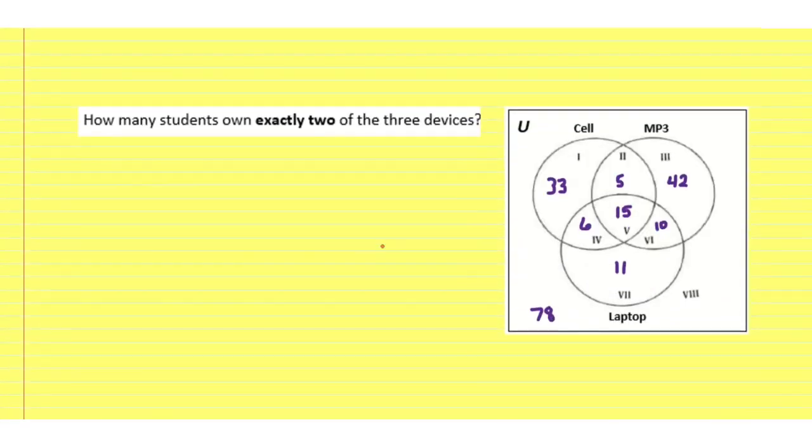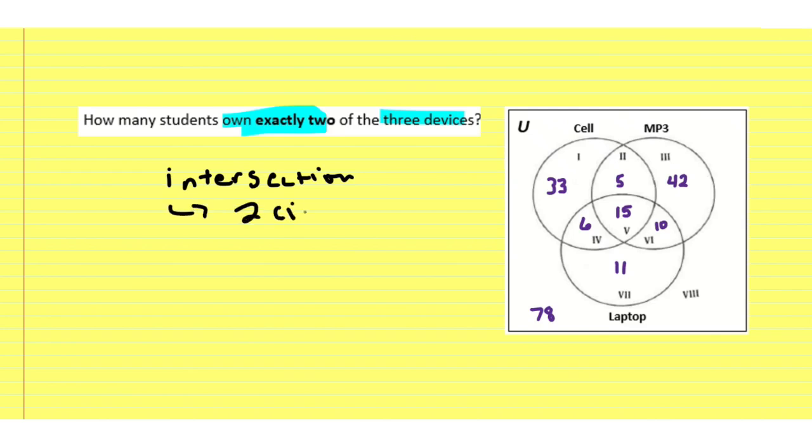We have one last question here. We have, how many students own exactly 2 of the 3 devices? So exactly 2 means it's going to be the intersection between 2 circles. The intersection between 2 circles. So where is that? Is it going to be the middle? No, the middle is all 3. They want exactly 2, but that means not 3, not 3. So that means I'm not going to consider the middle.